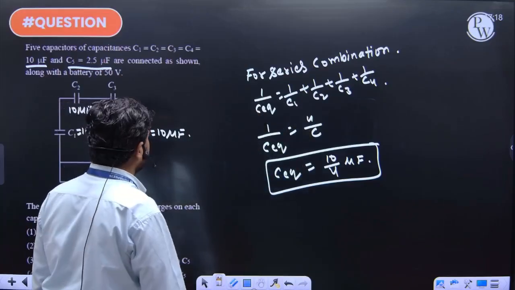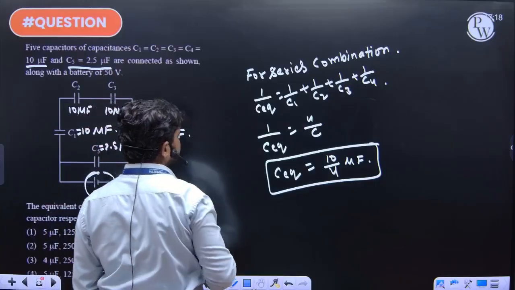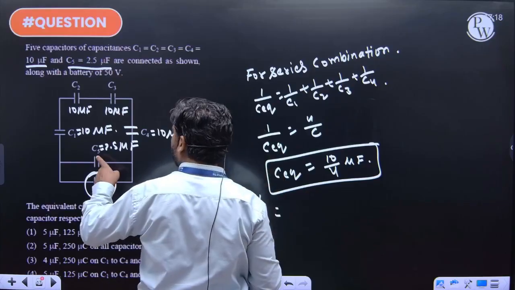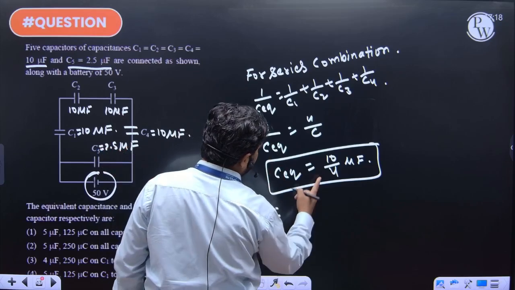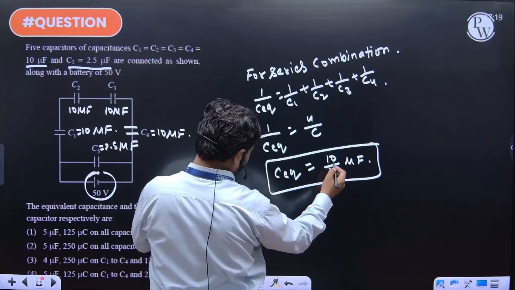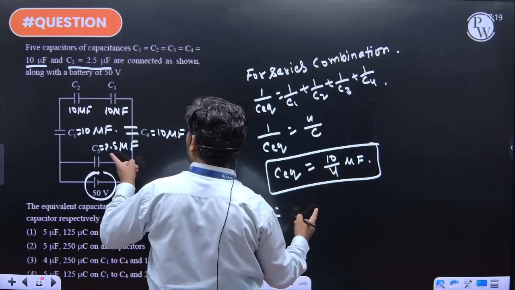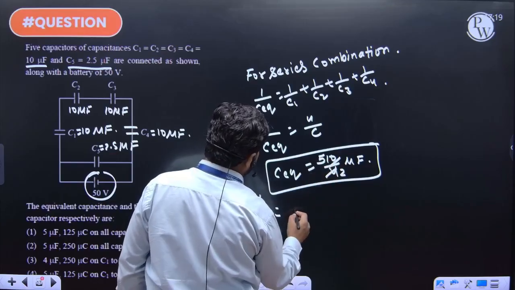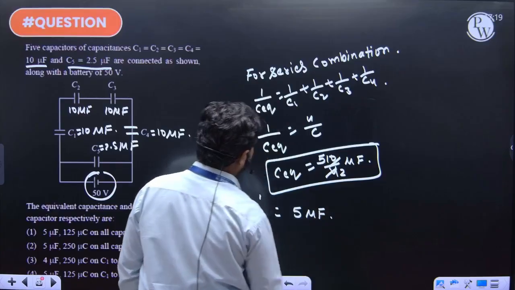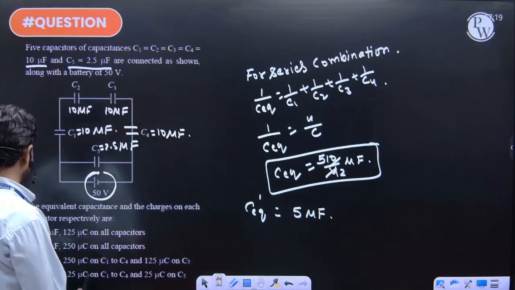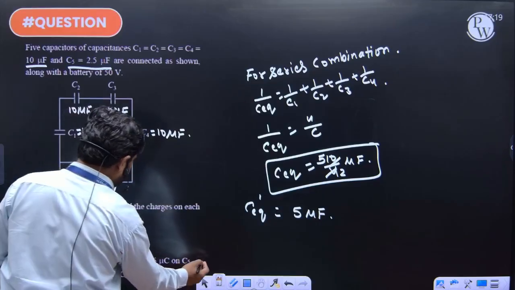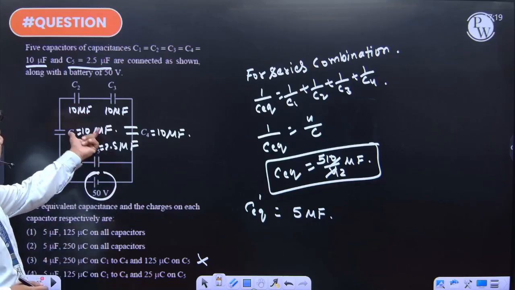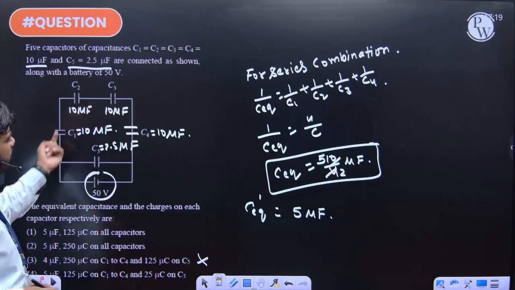Now after getting the C equivalent of this one, C5 is also there. So C equivalent dash is 2.5 plus 10 by 4. 10 by 4 is how much? 5 by 2, 2.5. So 2.5 plus 2.5 is 5 microfarad. Correct? So this option is cancelled. This one is also 2.5 microfarad, and its equivalent is also 2.5 microfarad.